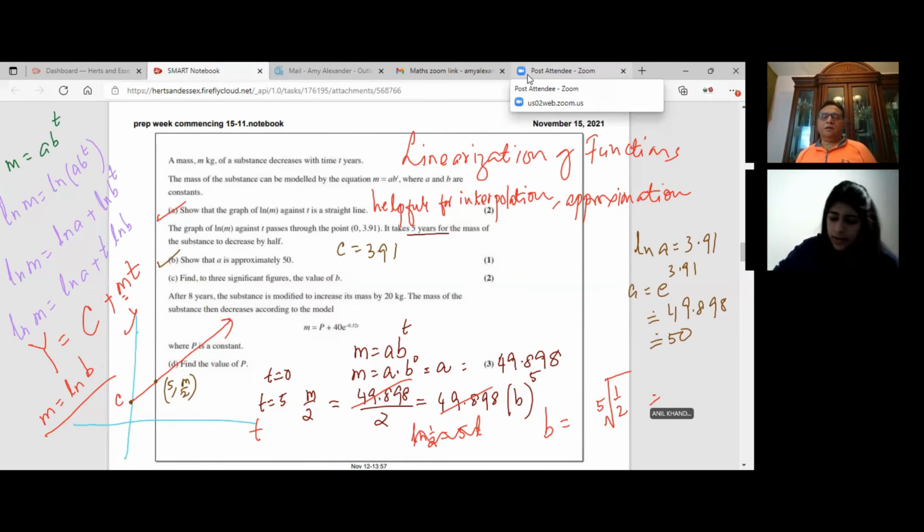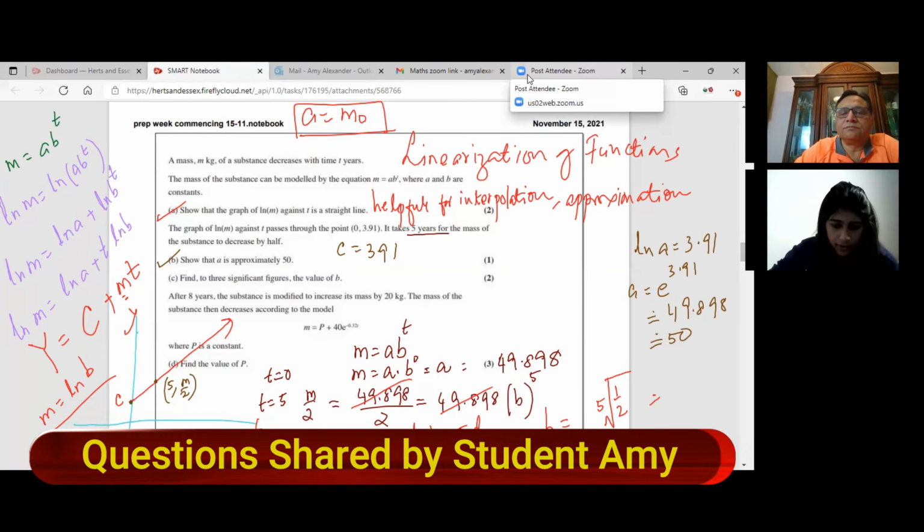So we're subbing all of this into M equals A times B to the power of T. And M is half of what it was, so M and M cancel. A is the initial mass, right? So A is M0, the initial mass, correct? So B to the power of 5 equals half, so B equals the fifth root of half, correct. Let me quickly do that. Fifth root of 0.5 is 0.871 to 3 significant figures.